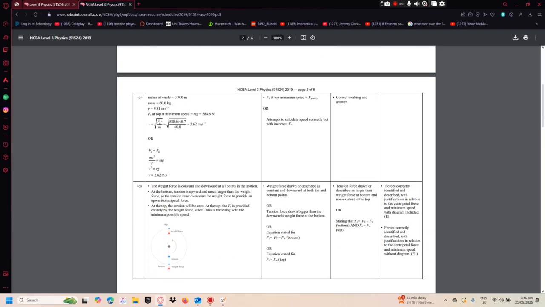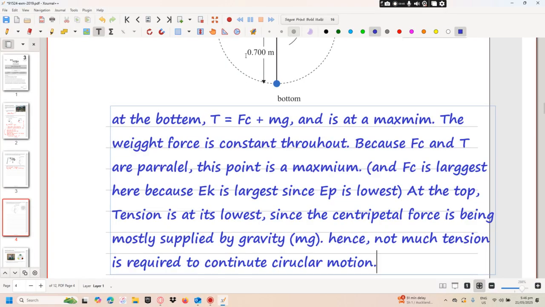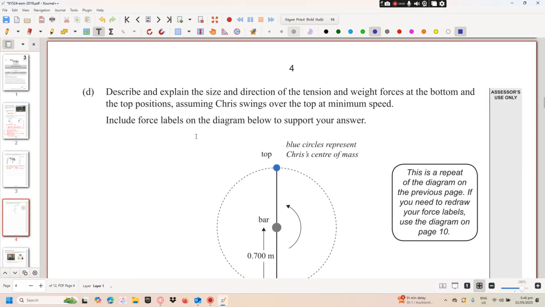The weight force is constant. The bottom tension is upward and much larger than the weight force, since the tension must overcome the weight force to provide. Yeah, the total tension will be 0. Well, not necessarily, right? Oh, at the minimum speed. Okay, I didn't read the question.